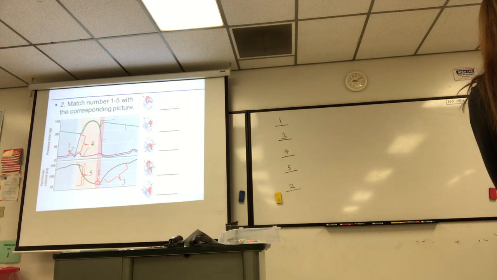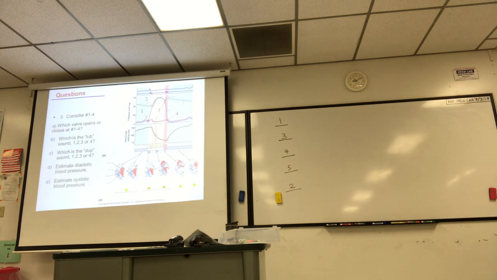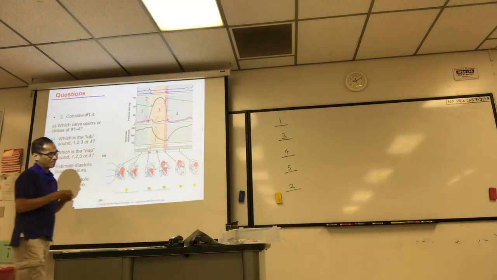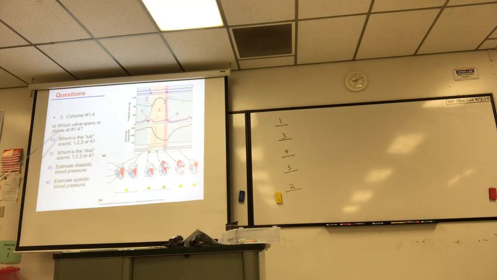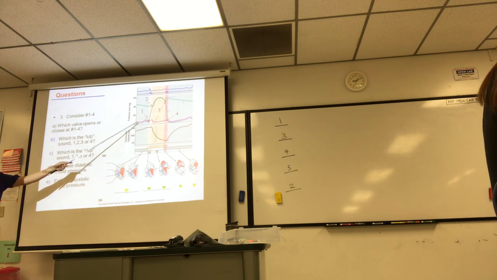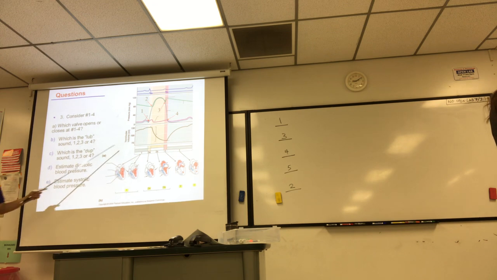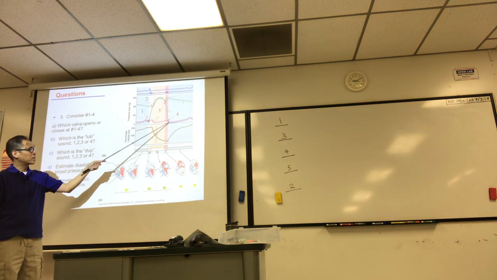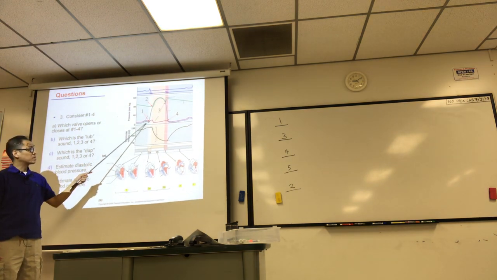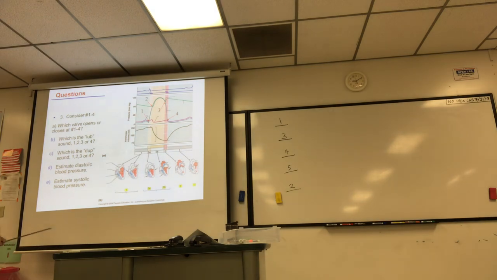And if you want to know what else you could do to study, I'm not going to have you do these on your half sheets. Let's kind of do them together. The other things I like to ask: consider 1 to 4 over here. Which valve opens or closes at 1, 2, 3, 4? And we just kind of went through this. Bicuspid valve closes, aortic SL valve opens, and aortic SL valve closes, bicuspid opens. So it's pretty easy. Bicuspid closes, then opens. Aortic SL valve opens and closes.